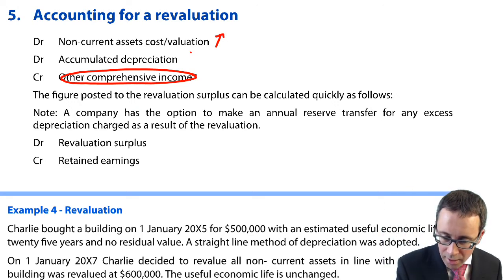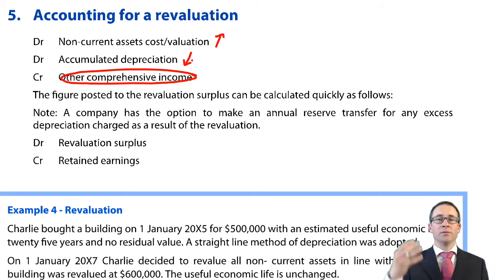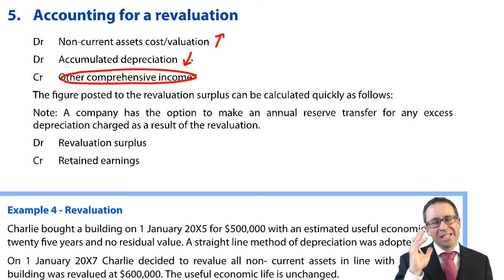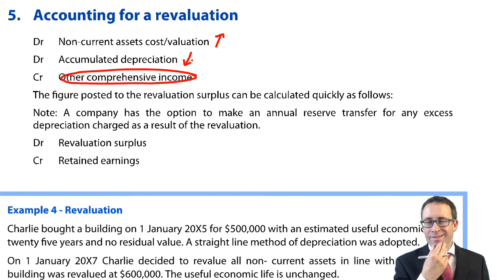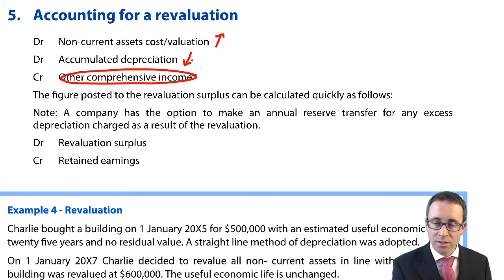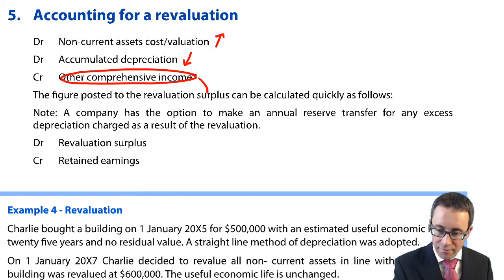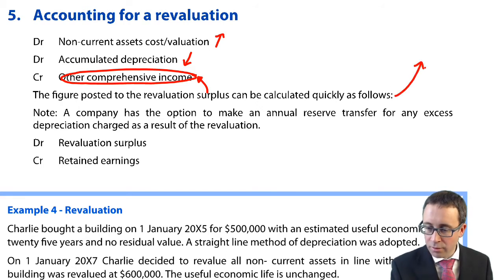And don't forget that you need to remove the accumulated depreciation. Accumulated depreciation is a credit balance, so to remove a credit balance, you need to debit it. Okay, don't worry too much about the debits and credits. I'll draw up a standardized working for you to help you with the revaluation. But just be careful. It does say the figure posted to the revaluation surplus, through OCI, can be quickly calculated as follows.